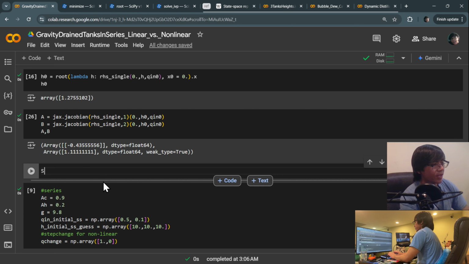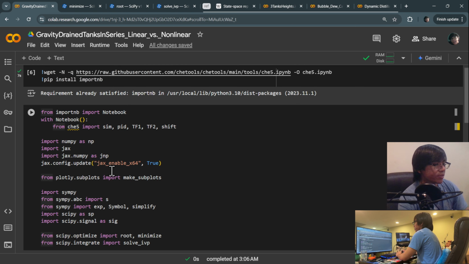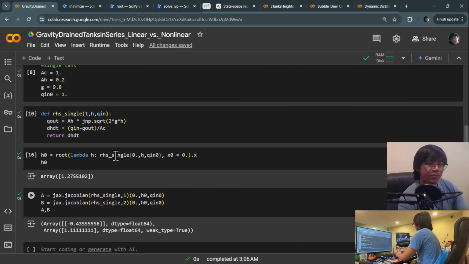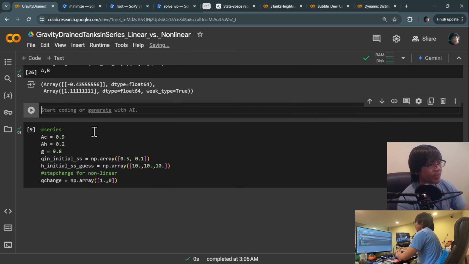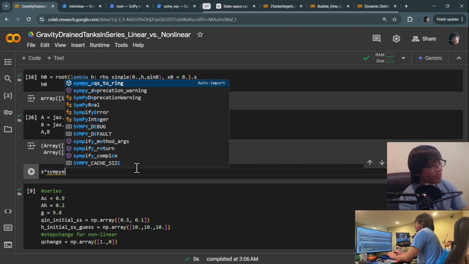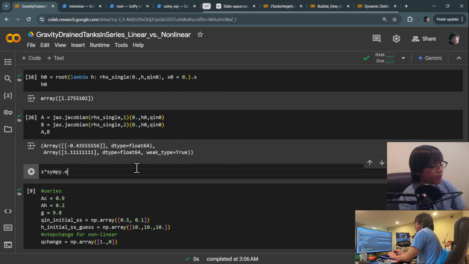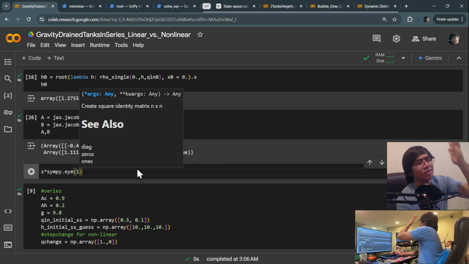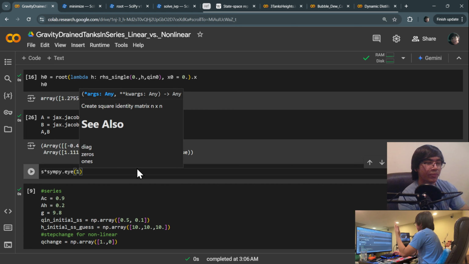So if I start with, I believe it's already imported as S, right? Yeah, so this is Sympy. We do symbolic solutions. So we have our S times our identity matrix. So I think, is it just Sympy.I? In our case, we only have one value since we have one state variable and one input. So the I matrix has to just be one.